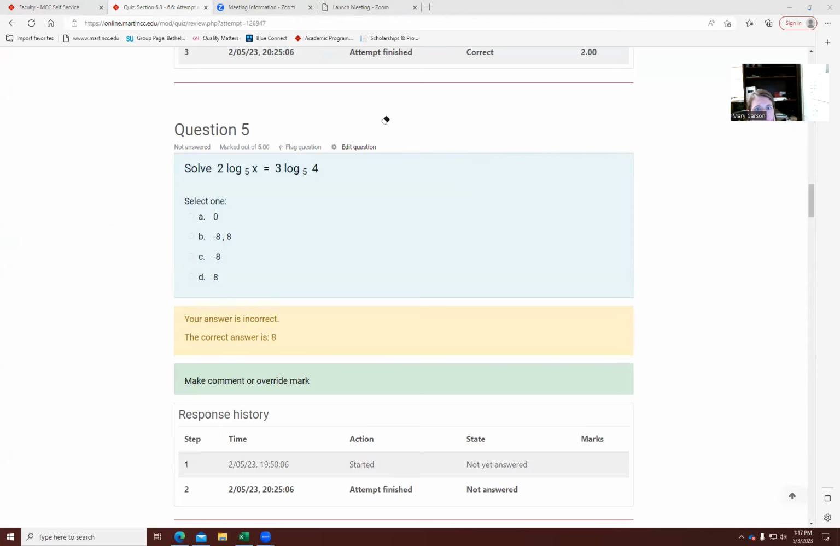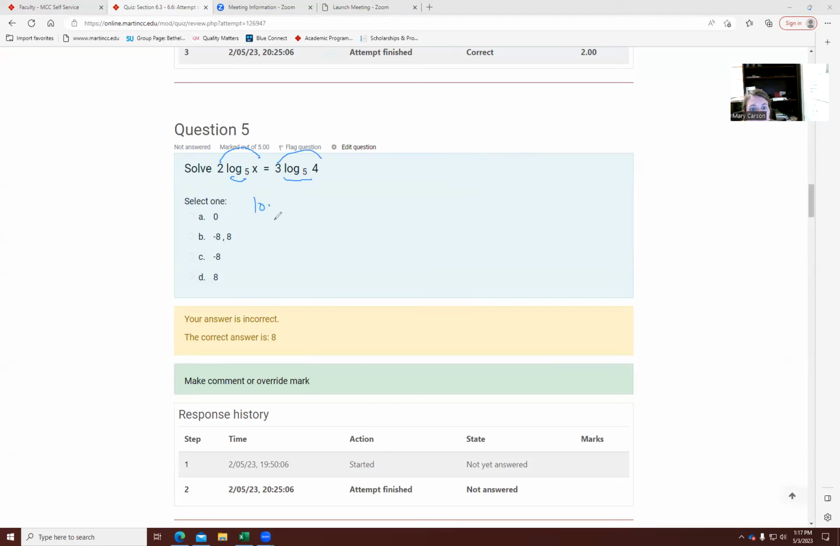All right, question 5. Let's take a look at this one. So we want to solve this one. We have a log base 5 on this side and a log base 5 on the other, so they have the same base, which is good. That means we can solve it. When you have a log with the same base on each side, you can cancel these out. But before you do that, you have to move this so it's in the back here and move the 3 so it's in the back of here.